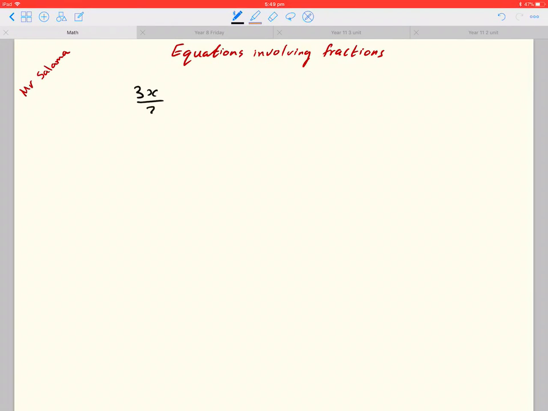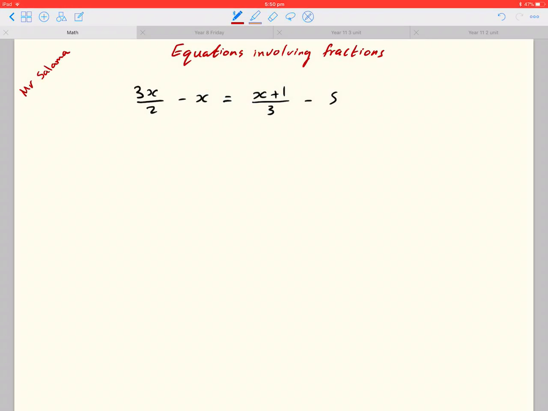3x on 2 minus x is equal to x plus 1 on 3 minus 5. So it's a very straightforward question, involves 4 different parts. So this question has 4 parts and it has 2 fractions. So you've got one fraction with a denominator of 2 and another fraction with a denominator of 3. So what we need to look at here is, what can I do to get rid of my denominator? That's my first step. I need to remove the 2 and the 3.